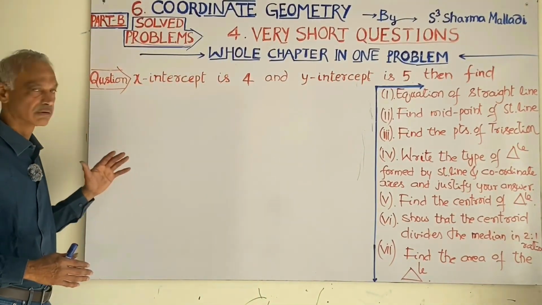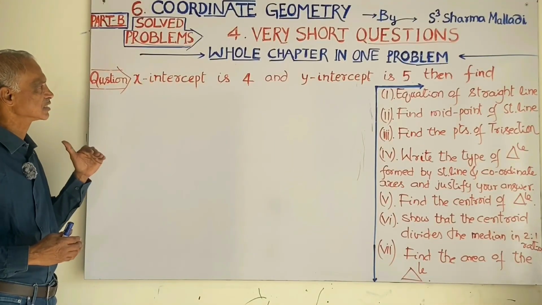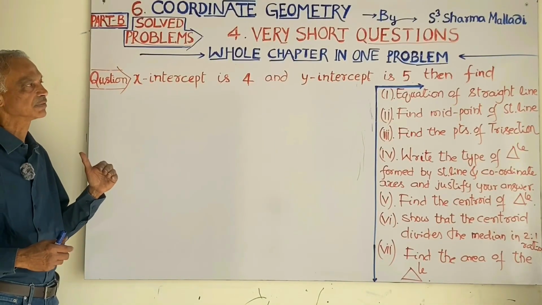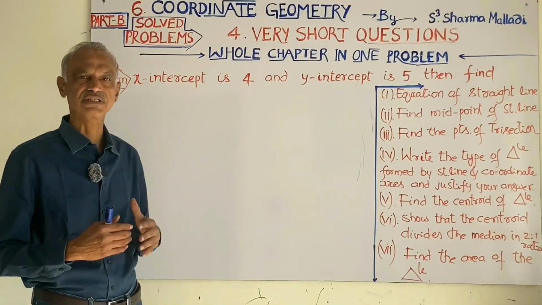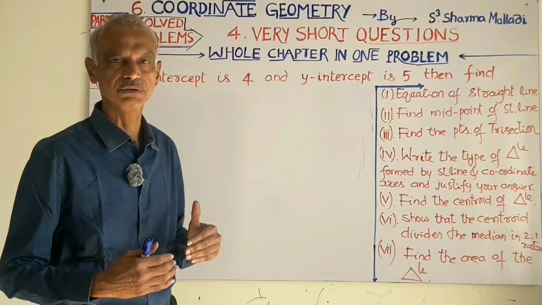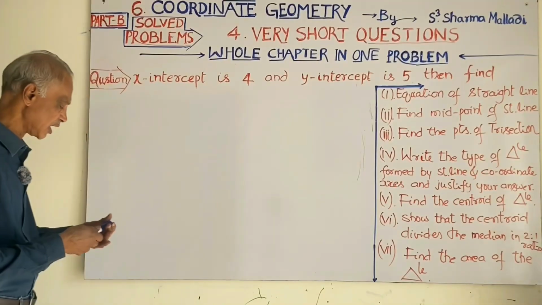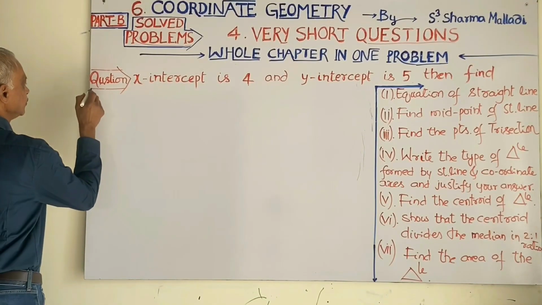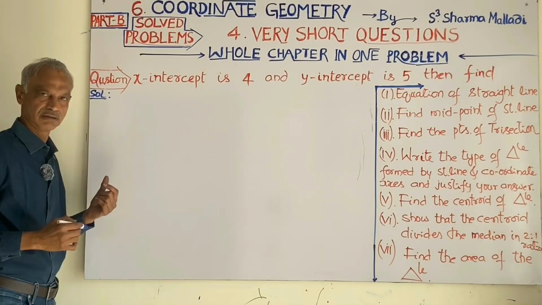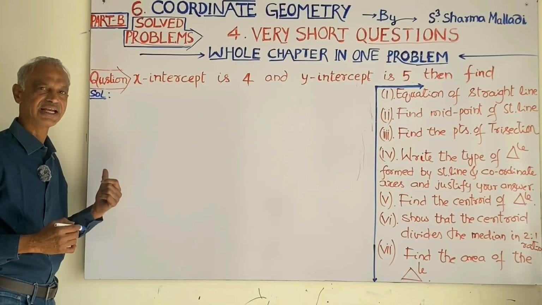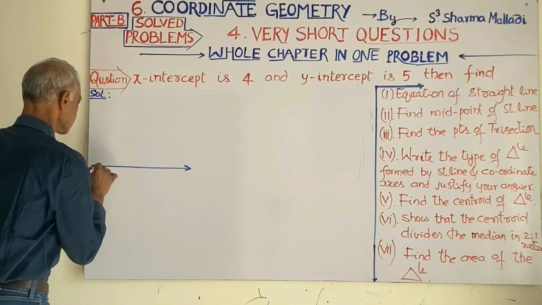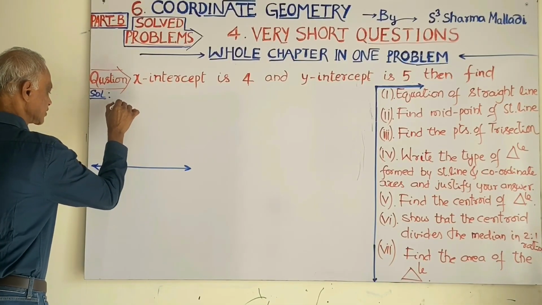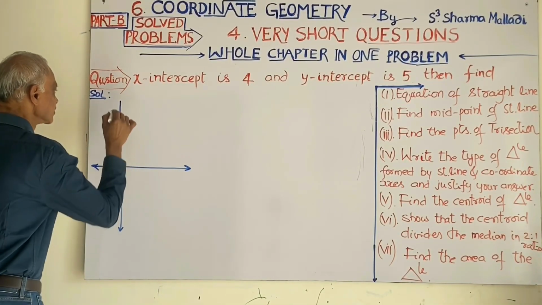Now, what is the problem? X-intercept is 4 and y-intercept is 5. Then find. First we have to find the equation of the straight line so that we can do the problems very easily. Now, what is the solution? First you have to draw the x and y axis. This is x-axis and this is y-axis.